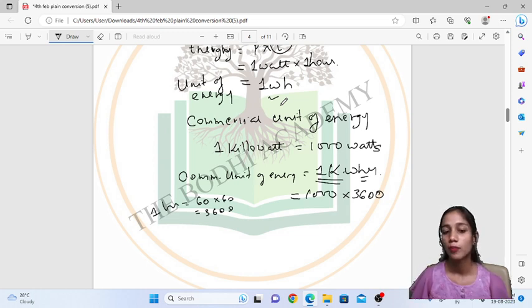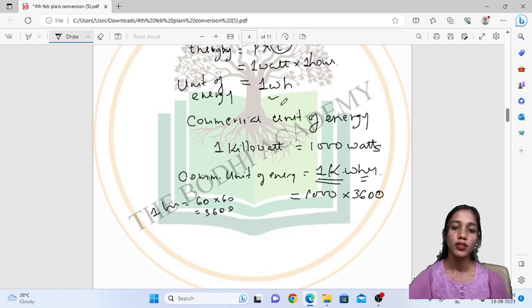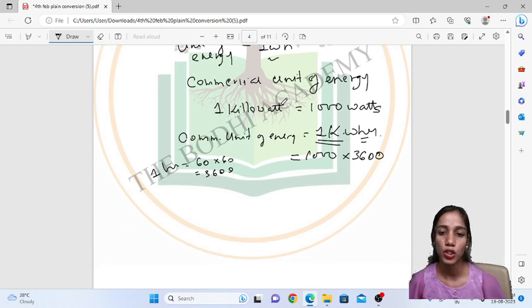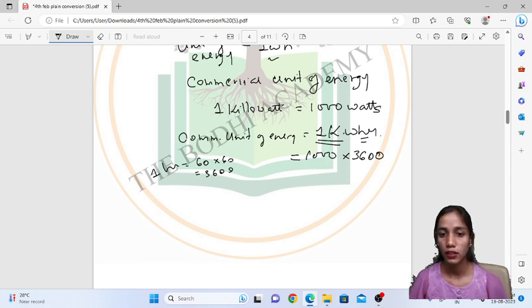Take the example of grams and kilograms. 1 kilogram is equal to 1000 grams. In the same way, 1 kilowatt is equal to 1000 watts, okay. So the commercial unit of energy will change from 1 watt hour into 1 kilowatt hour, okay. So 1 kilowatt is equal to 1000 watts and 1 hour is equal to 3600 seconds, okay. So this is the commercial unit of energy.